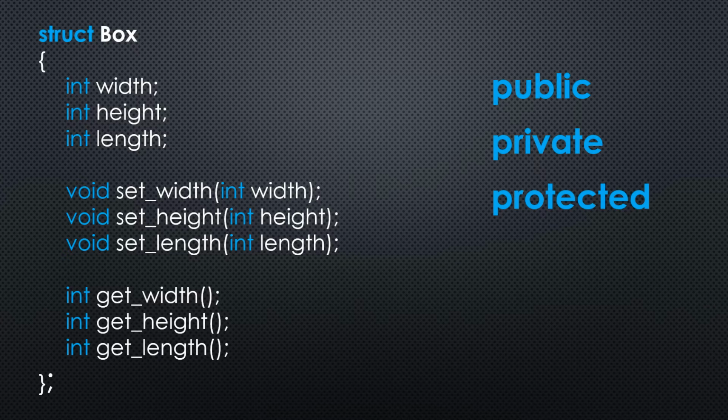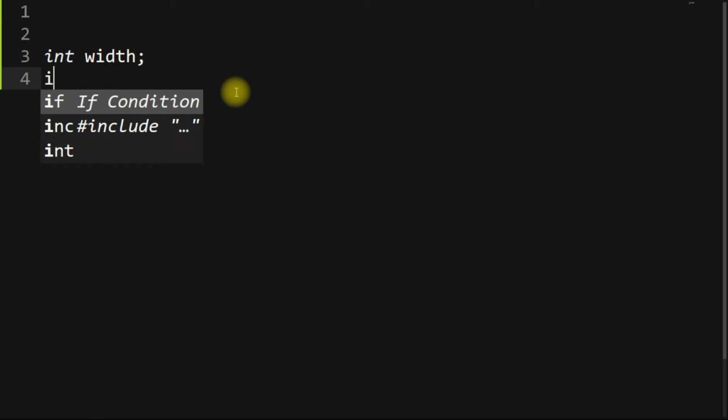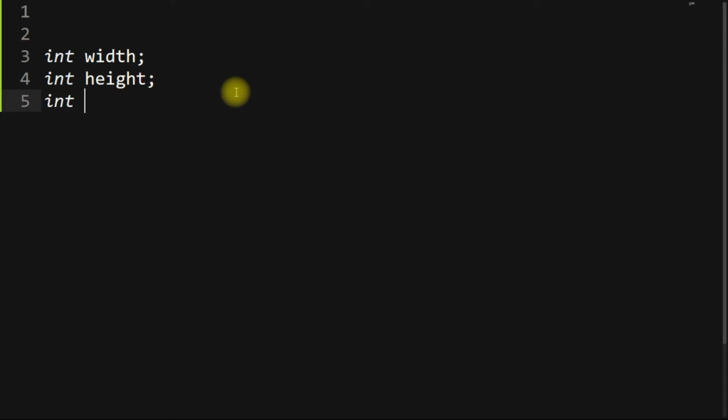So this was the theoretical stuff. And now let's dive into the real code to see how all of these things work. So in the C language, we will have to declare a group of variables like integer width, integer height and integer length.